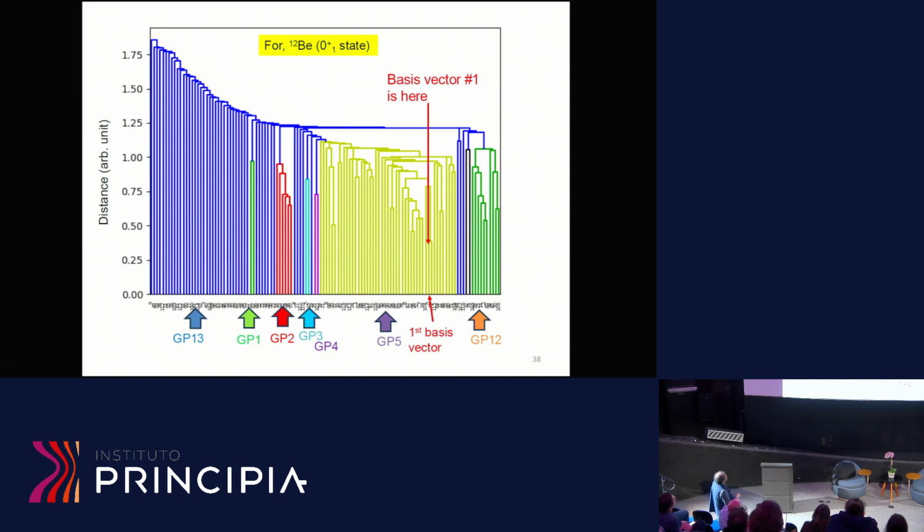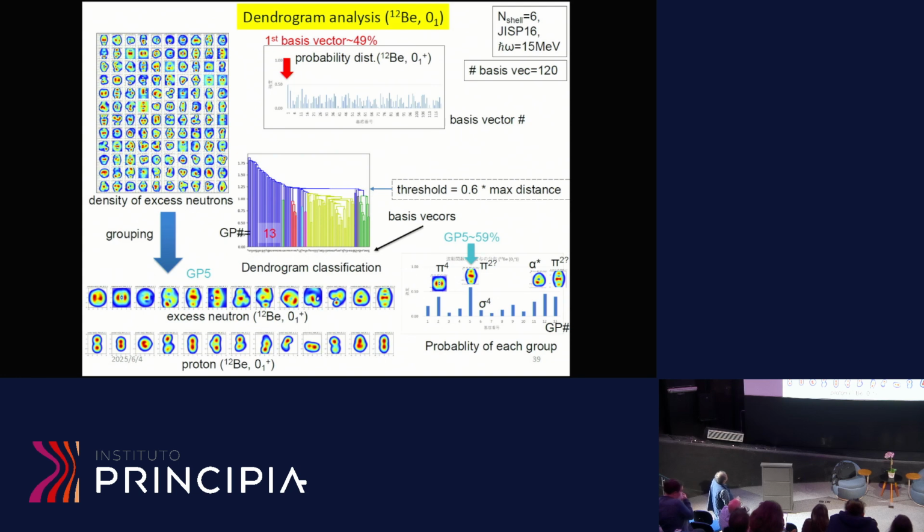And by doing this, beryllium 12 basis vectors can be classified like this. And the first basis vector is right here, and it has a close friend around here. So by doing this, the first basis vector is shown to have 49% overlap with the final eigenstate here, and that belongs to this group. This group is called group 5. So group 5 is composed of those members.